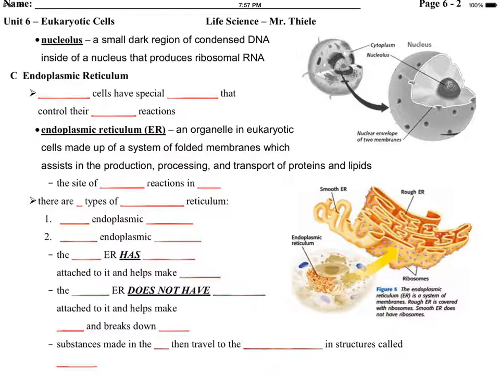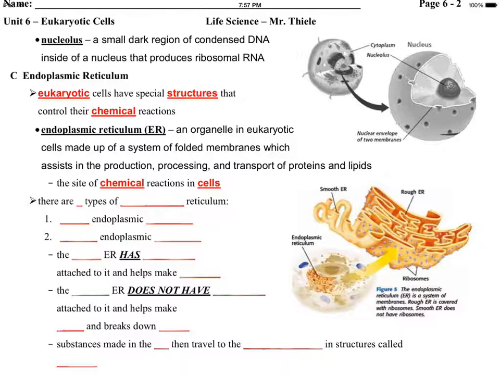Okay, that's the first organelle that we'll look at in eukaryotic cells. The next organelle that we will look at, a sort of complicated, chaotic looking structure to some degree, is called the endoplasmic reticulum. Eukaryotic cells have special structures that control their chemical reactions. And this is where the endoplasmic reticulum comes in. This is an organelle in eukaryotic cells made up of a system of folded membranes which assist in the production, processing, and transport of proteins and lipids. And like I just said, it is a site of chemical reactions in cells.